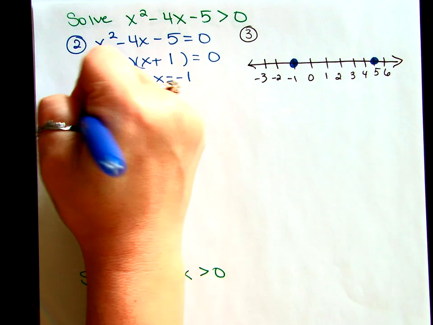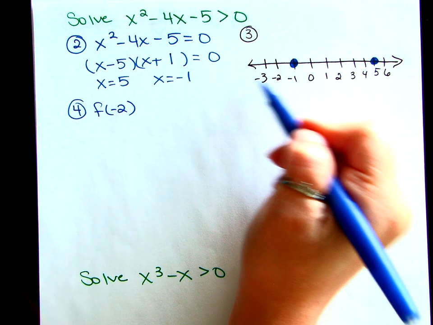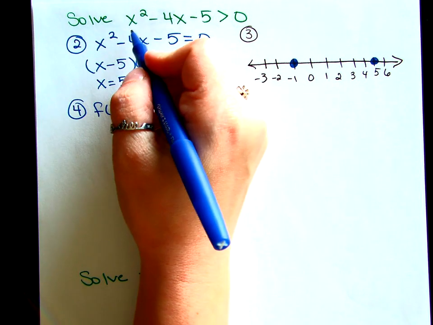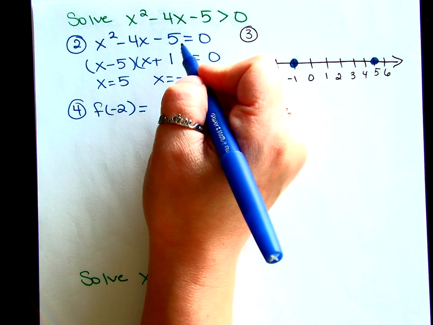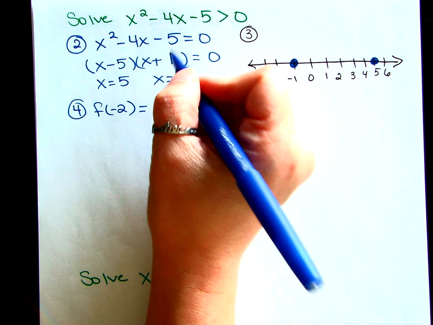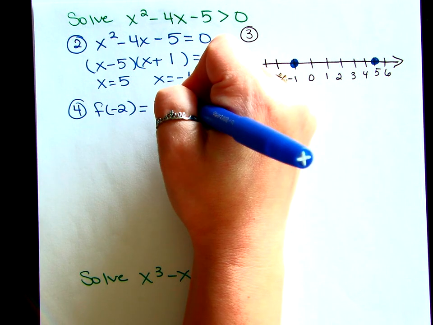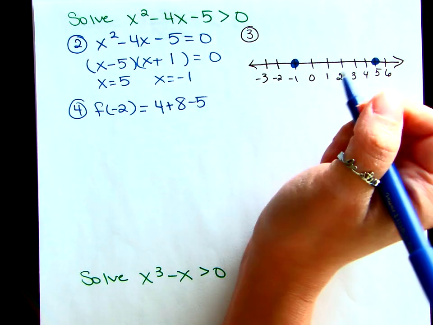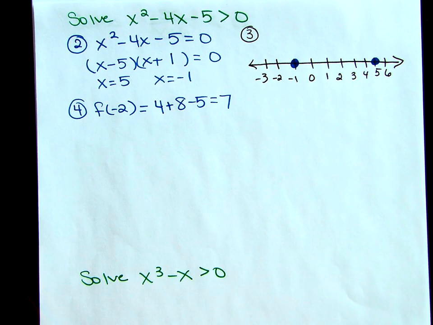So for step 4, I'm going to find f of -2 because that lies here in this first section. What that means is I'm going to plug -2 into the function and see what I get out. It doesn't matter so much what I get out as if it's positive or negative. So -2 squared is 4. Minus 4 times -2 is a positive 8, minus 5, which equals a positive 7.